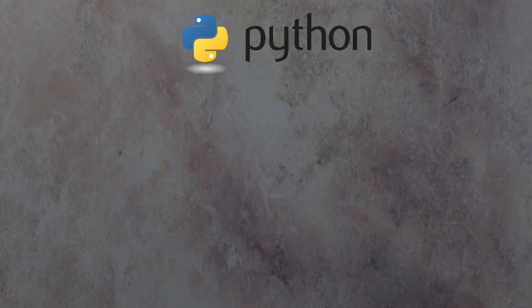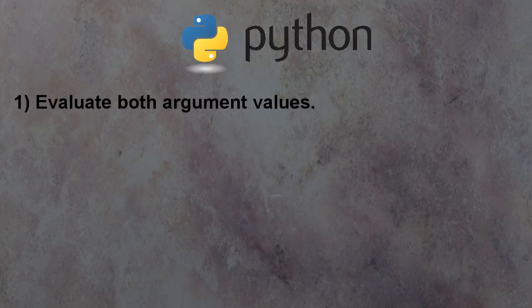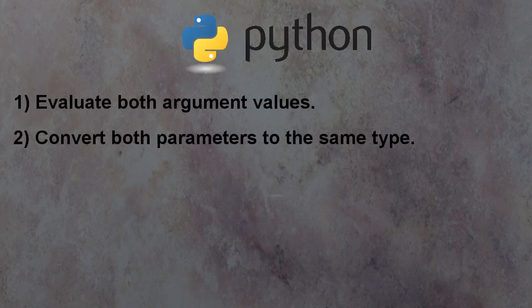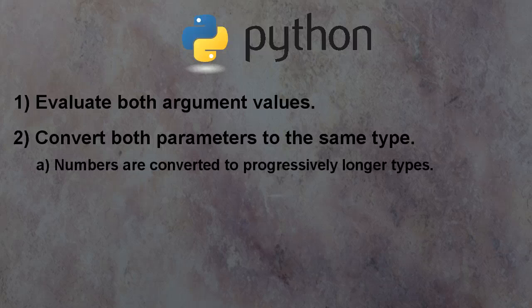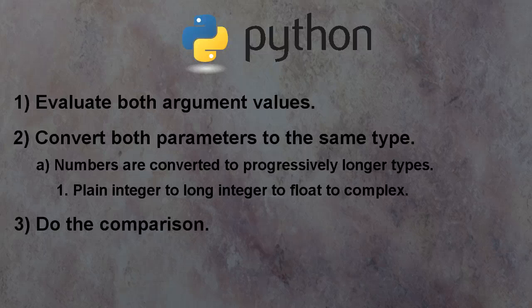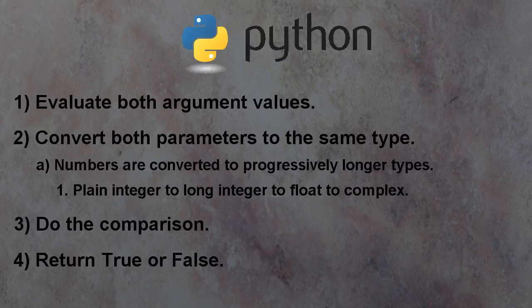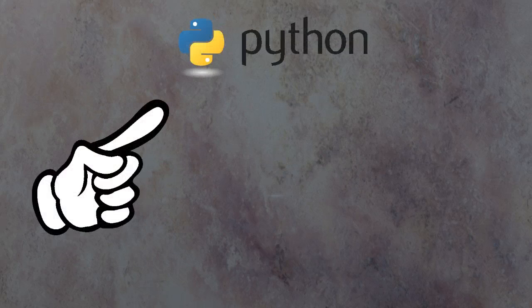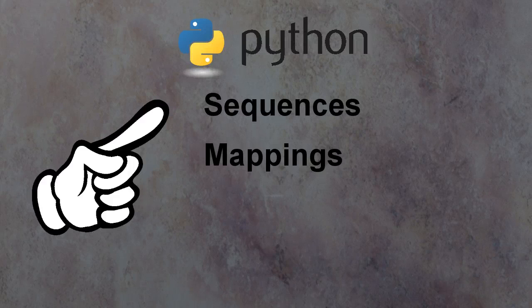current project. When applying a comparison operator, Python works in 4 steps. Evaluate both argument values, convert both parameters to the same type. Numbers are converted to progressively longer types, plain integer to long integer, to float, to complex. Do the comparison and return true or false. I point out these 4 steps explicitly because there are some subtleties in comparisons among unlike types of data. We may come to this later after we cover sequences, mappings, and classes.